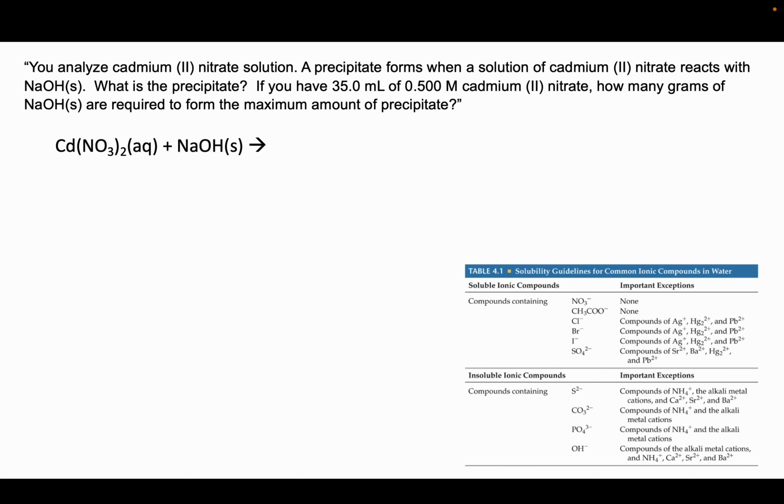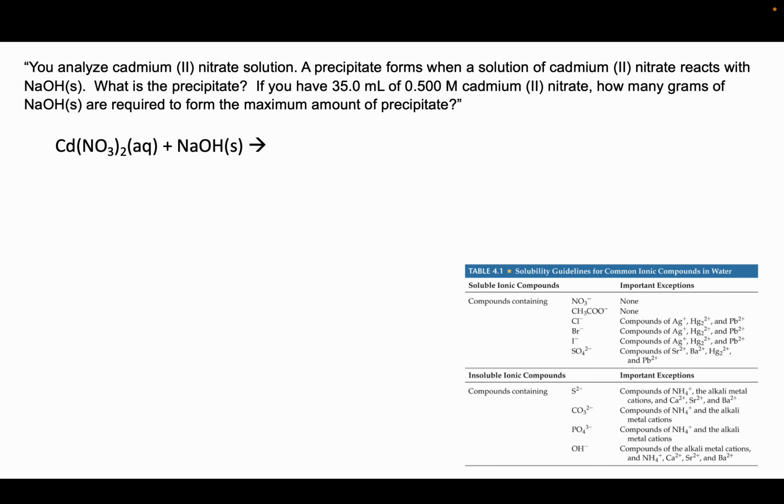One more example for you. We find that the solution stoichiometry problems are going to bring together ideas previous in the chapter. Those could be acid-base neutralization reactions. They could also be precipitation reactions. And when I'm thinking precipitation, I'm thinking solubility guidelines that we saw earlier in the chapter.